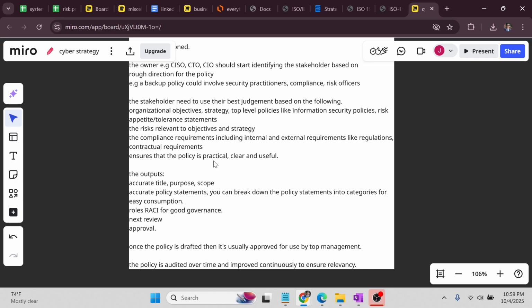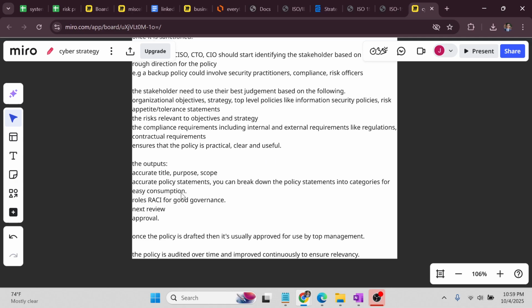And the last part would be that you don't want to create a policy that nobody follows. You want something more practical and clear so that it's useful to the organization. These people have to use these four things, and their inputs in these areas would help create the outputs. The output is the title, the purpose and the scope, who the policy will apply to, where it will apply, why we want to apply this, this is the purpose, and accurate policy statements.